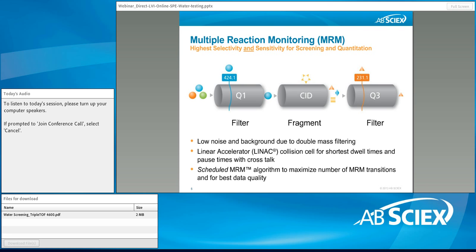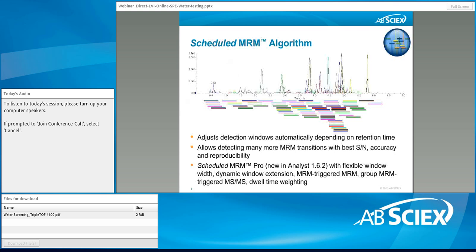Modern triple quadrupole instruments have fast operating collision cells, like the linear accelerator collision cell embedded into our instruments, which allows us to monitor many of these MRM transitions. And if we combine that with scheduled MRM, we can maximize the number of MRM transitions even more. That gives us access to multi-component analysis methods, and also best data quality. The scheduled MRM algorithm is very useful, since it optimizes the dwell time for each analyte automatically.